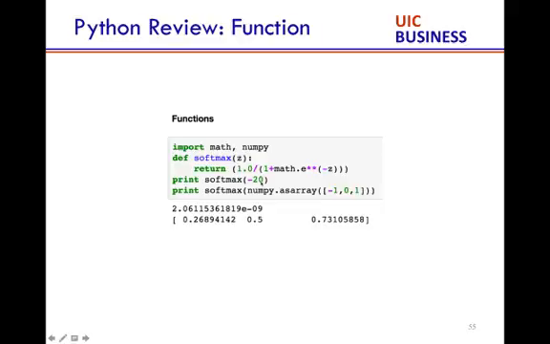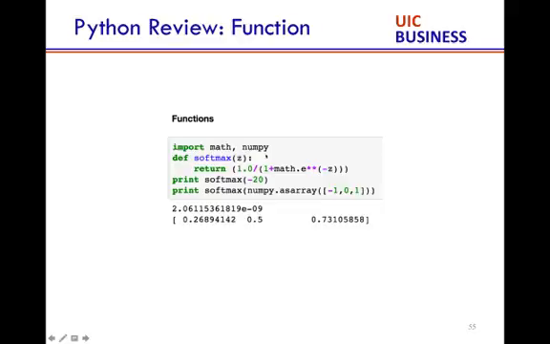You can check that, right? 1 by 1 plus e to the power minus z. I said z is minus 20, right? So that becomes e to the power 20, right? So the denominator is huge, so hopefully this number is 0, and it's not exactly 0. You have some precision issues here.